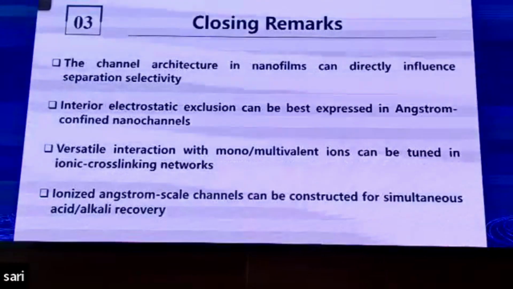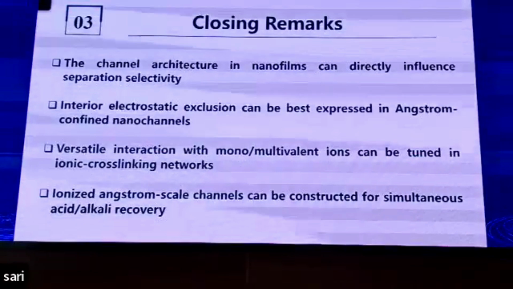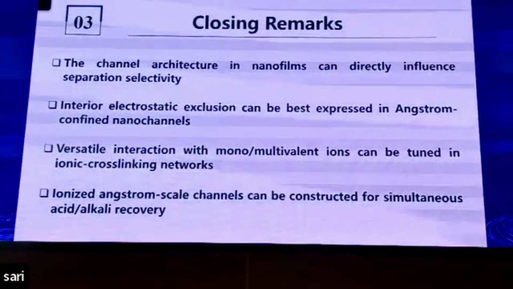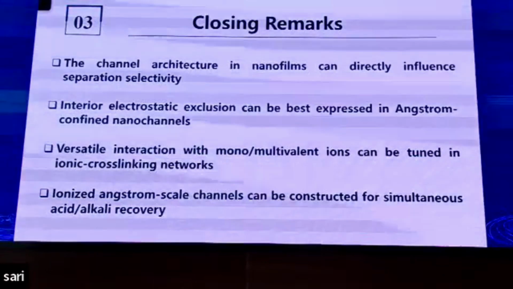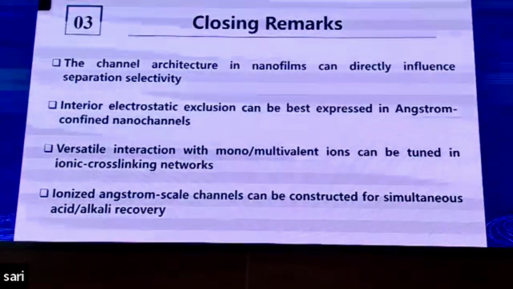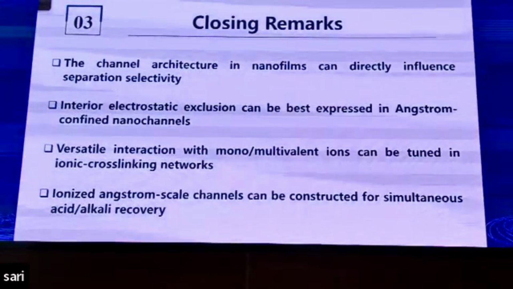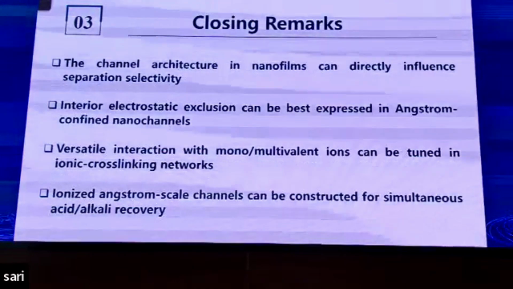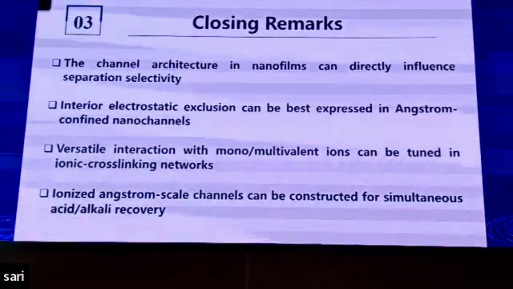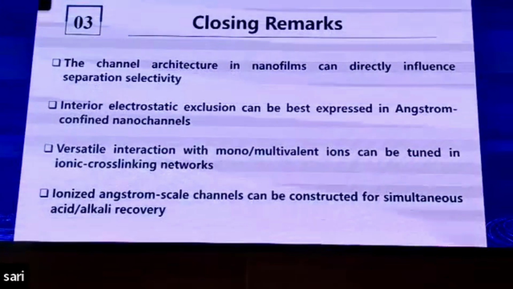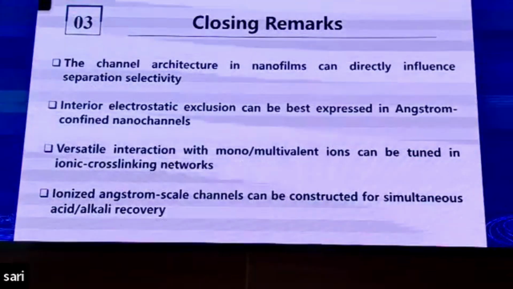Here are my closing remarks. The channel architecture in these films can directly influence separation selectivity. In the first chapter and chapter 2, interior electrostatic exclusion can be best expressed in angstrom-scale confinement channels by embedding dendrimers. And the third one is that the versatile interaction with the monovalent and the multivalent ions can be tuned in ionic cross-linking networks. And then we think, as such, ionized angstrom-scale channels can be constructed for simultaneous comprehensive monovalent ion separation.